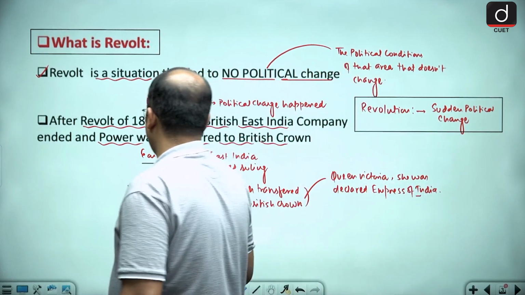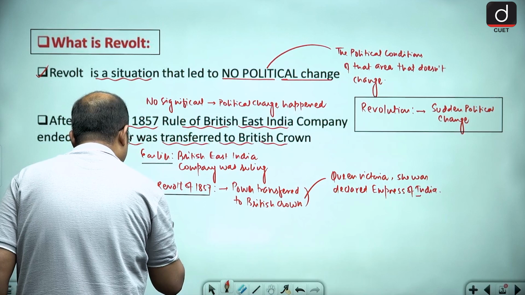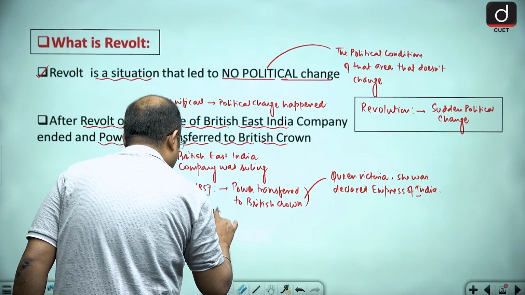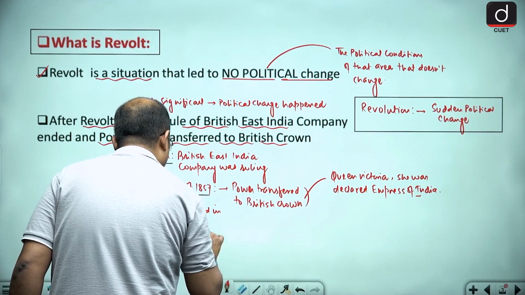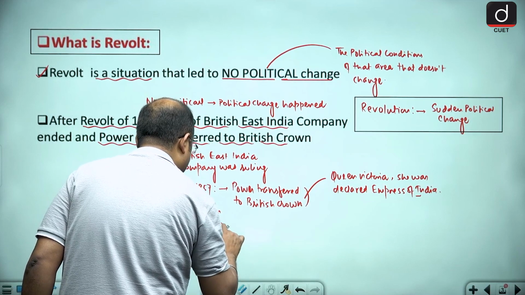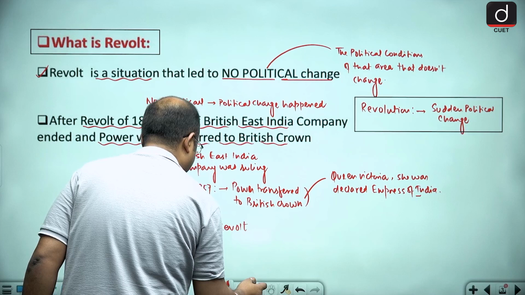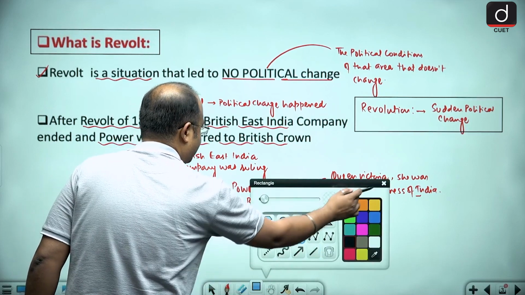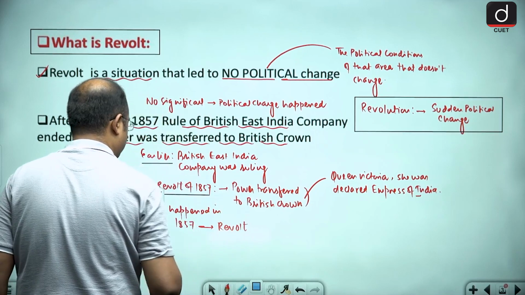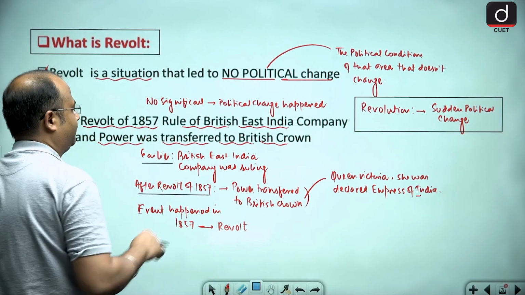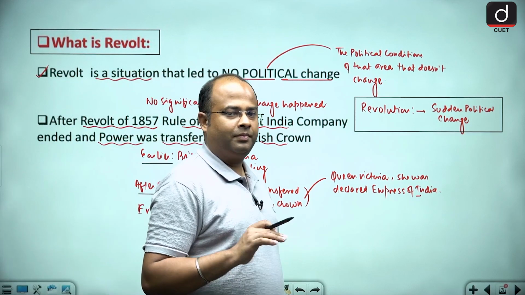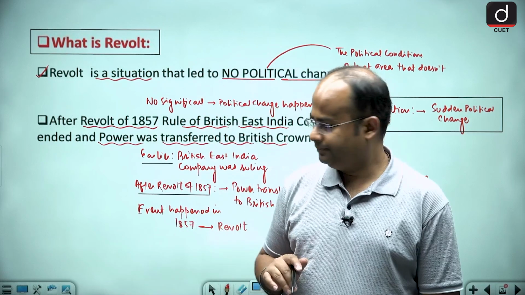Therefore, my dear friends, the event that happened in 1857 was a revolt, it was not a revolution. I hope it is clear to all of you guys.